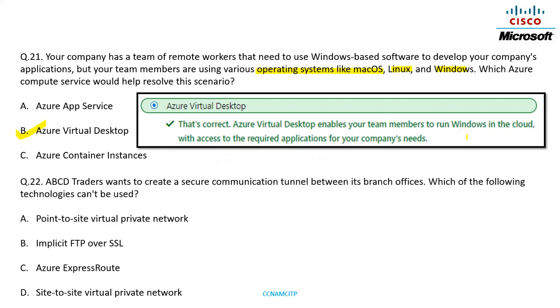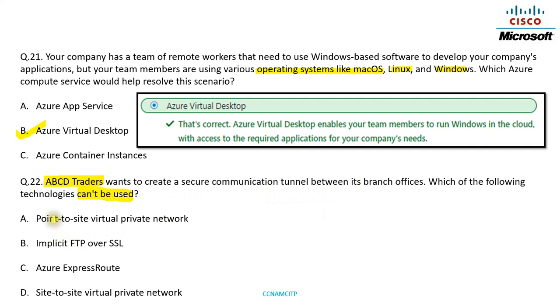Okay, next question. ABCD traders, you got one company name here. For example, it can be anything. The company wants to create a secure communication channel between its branch office, and which of the following technologies can't be used? You should pay attention here. They don't want to use this technology for the communication tunnel.